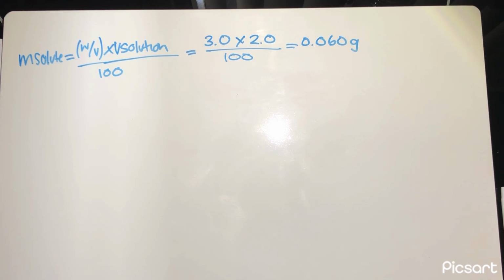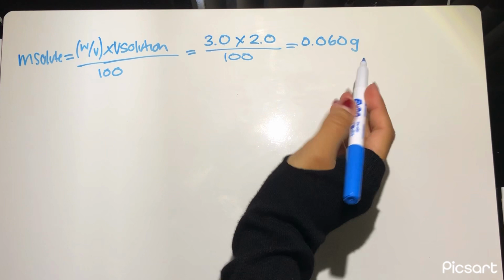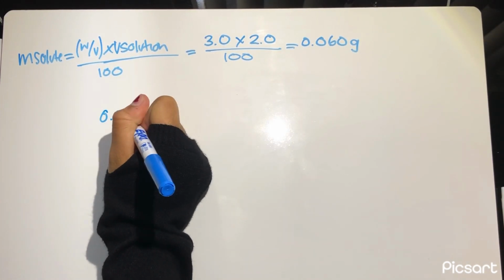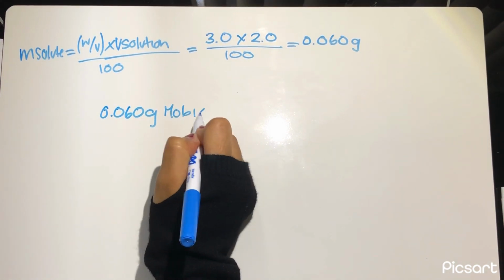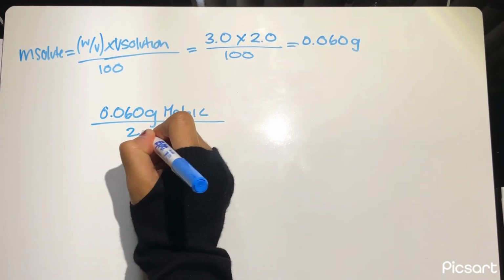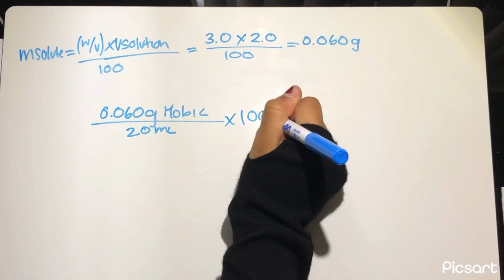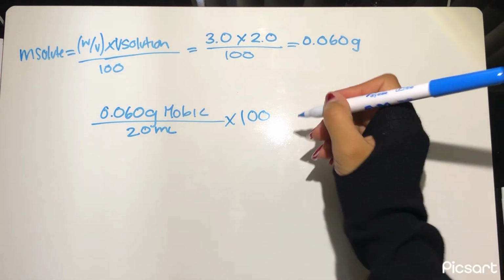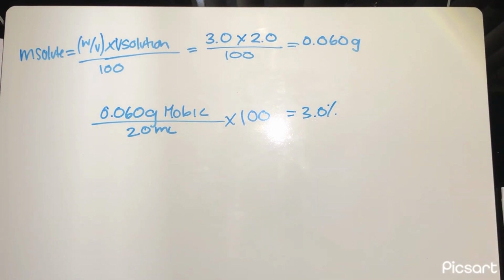And then we are going to use the grams that we got over here, which is basically the grams of Mobic, and divide it by the 2.0 milliliter that's provided to us, and then multiply that by 100. Once we are done calculating, it equals 3.0%.